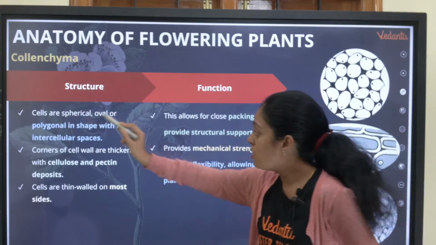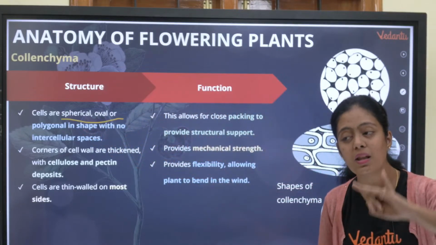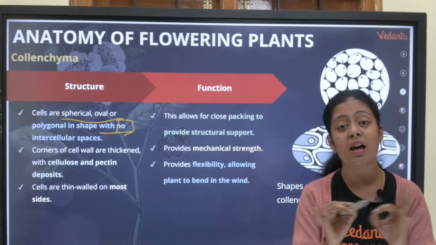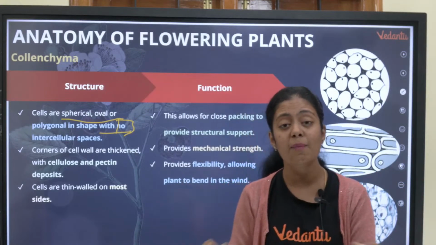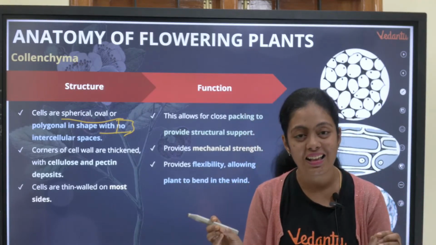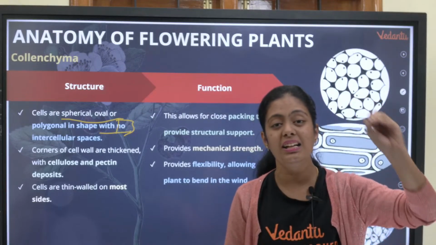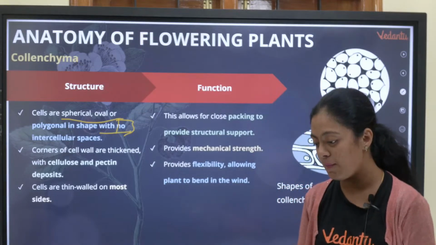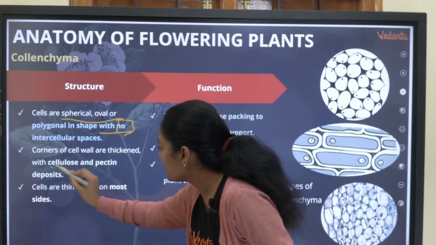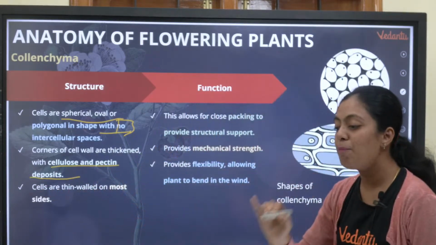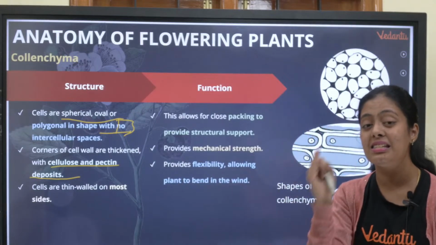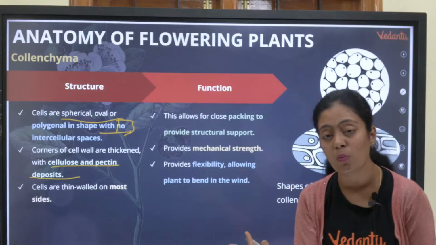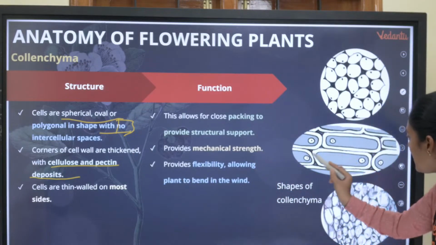Okay, so let's try to understand the structure. I already told you the cells are spherical, oval or polygonal. Very important: here there are no intercellular spaces. In collenchyma, there are no intercellular spaces. Only in your parenchyma are there intercellular spaces. This is a potential question in your NEET exam, guys. The corners of the cell wall are thickened with deposits of cellulose and pectin. Not only cellulose, besides that you also have pectin. Cells are thin walled on most sides. Look here, on many sides they are thin walled.